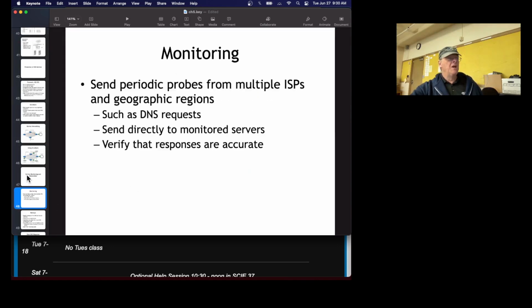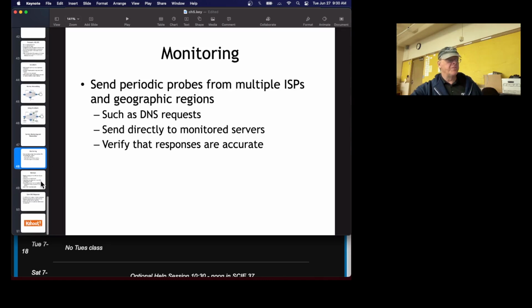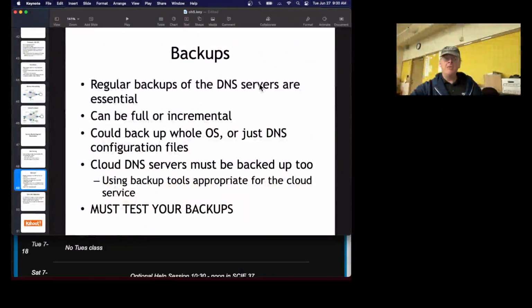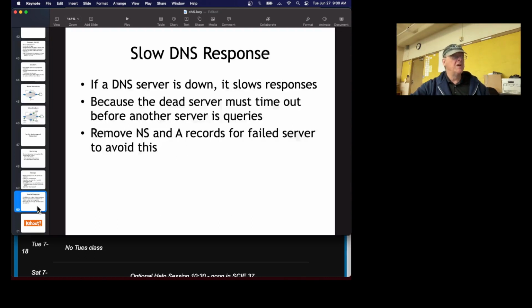All right, so you can monitor to see if your traffic is up by just sending probes, DNS requests sent to them. This is very common to make sure your servers are up. And you've got to have backups of your servers, the operating system and the data, because of course they can fail. And you have to back up your cloud servers too, and you have to test your backups. It's fairly common that people deploy backup systems, they don't work, and they don't notice. And when it goes down, they find out they don't really have any backups.